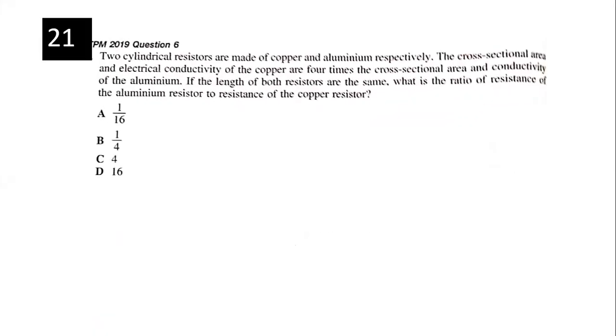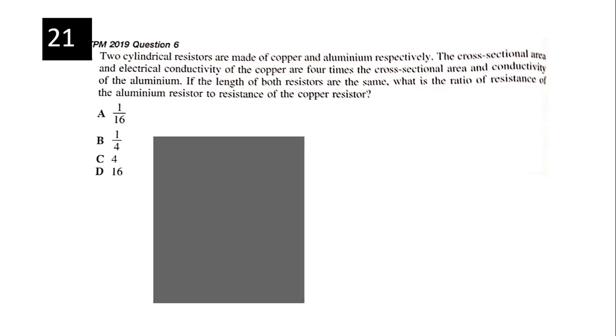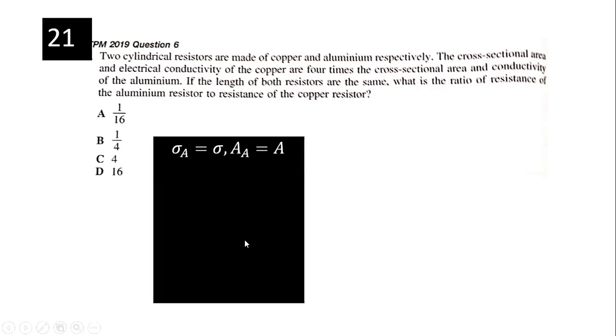Two cylindrical resistors are made of copper and aluminum, respectively. The cross-sectional area and electrical conductivity of copper is 4 times the cross-sectional area and conductivity of aluminum. If the length of both resistors are the same, what is the ratio of the resistance of aluminum resistor to copper resistor? Okay, let the conductivity of aluminum be sigma. Let the cross-sectional area be A.